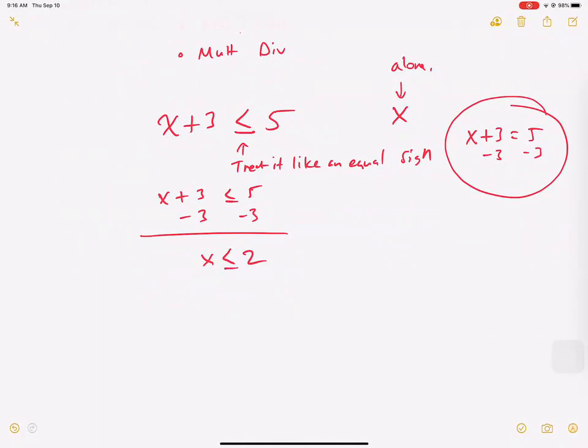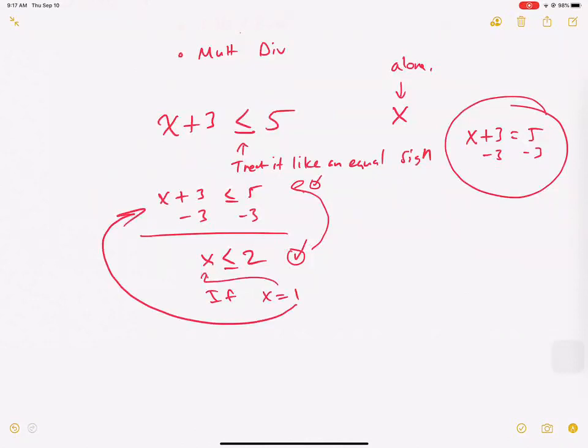Now, if the statement is true here, it will be true here, because these are equivalent statements. So I'm going to test this. If you pick a number that's less than 2, say x is equal to 1, does that work here? Isn't 1 less than 2? Yes. Now if I plug it in up here, is 1 plus 3, which is 4, less than 5? Yes, it works.